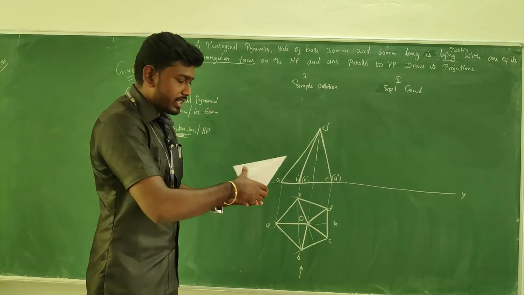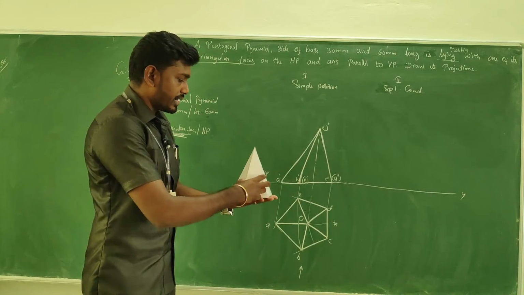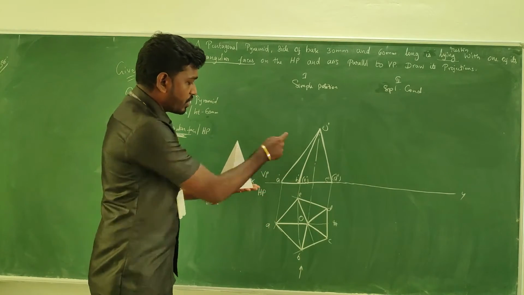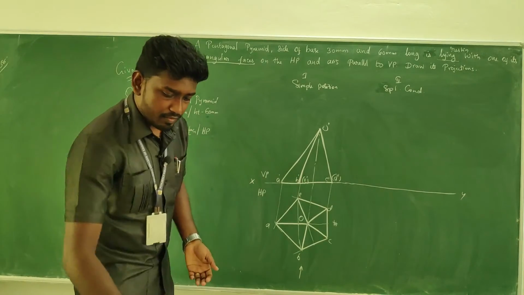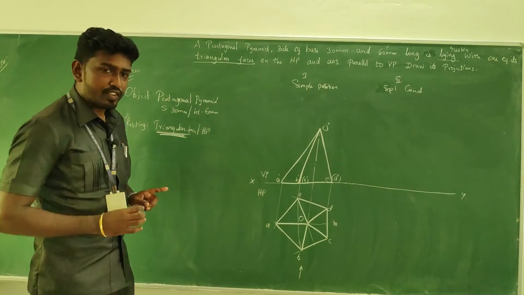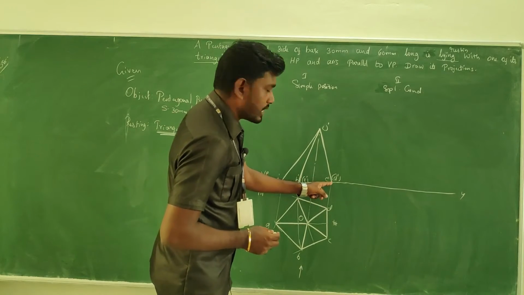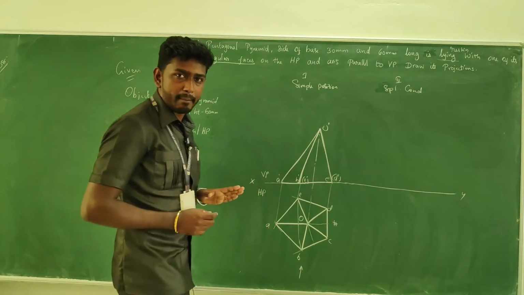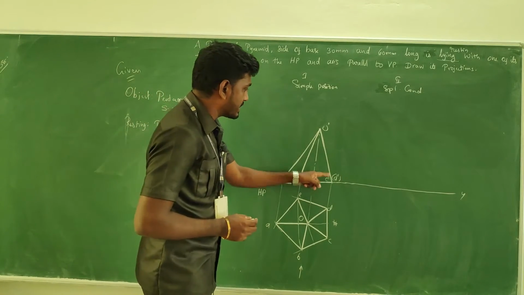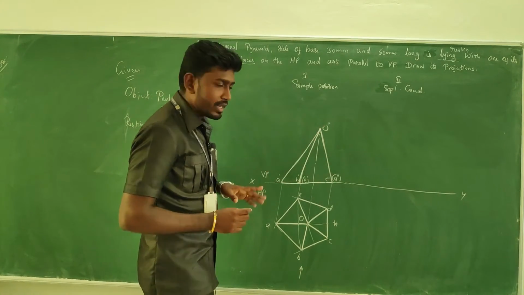I am going to make the object something like this. Right now this is the observation, the front view and top view. Now I am going to tilt the object something like this. Okay, fine. So for that, first take edge C2O and D2O on the XY line. It is easy to take C2O and D2O on the XY line.